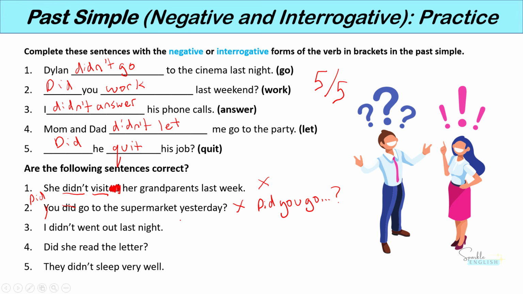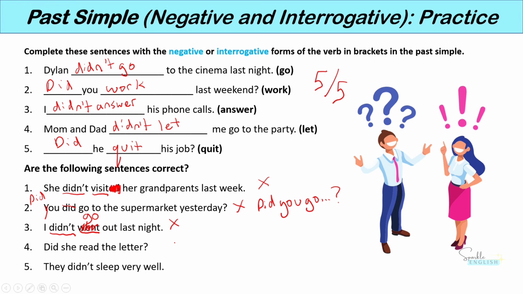Number 3 is a very common mistake that people make all the time. I didn't went out last night. You cannot say I didn't went out. You can only use went in the affirmative form. I went out last night. But we have to change this to go. I didn't go out last night. Because we have didn't, the auxiliary didn't, we do not need to change the verb from the base form. So I didn't go out last night.